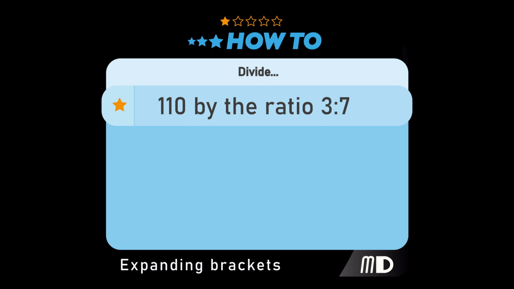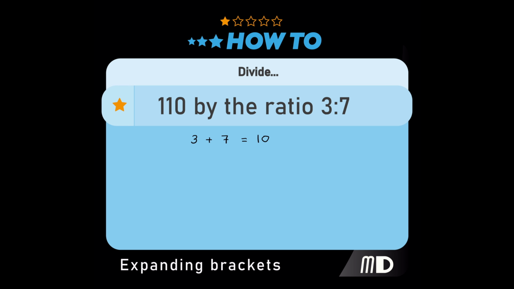To begin, we need to find the sum of the digits in the ratio. The ratio is 3 to 7, and 3 plus 7 is 10. So the sum of the digits in the ratio is 10.